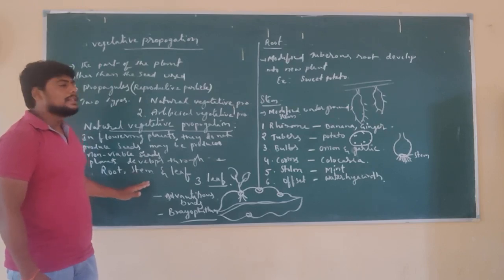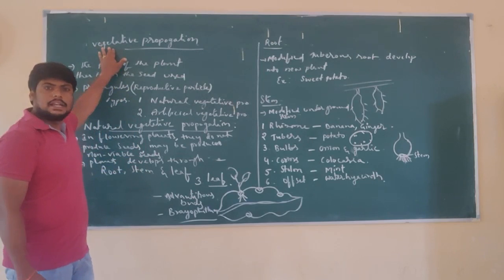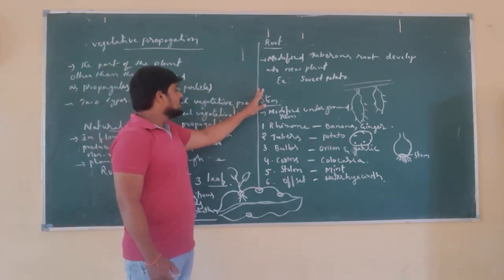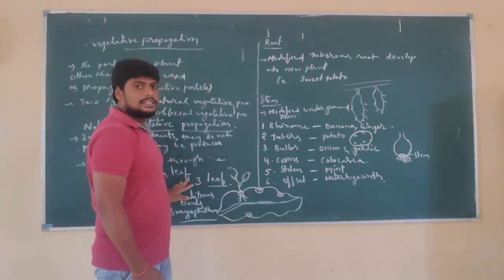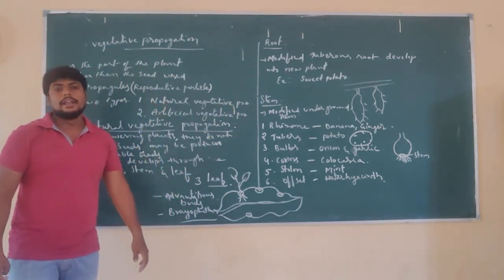In this way, we can see that under natural vegetative propagation, plants use different parts to grow into a new plant, like root, stem and leaf. These are the different methods of vegetative propagation that occur naturally.